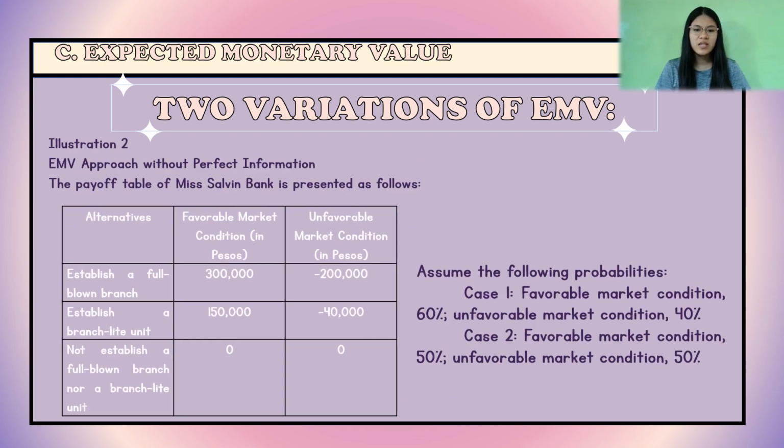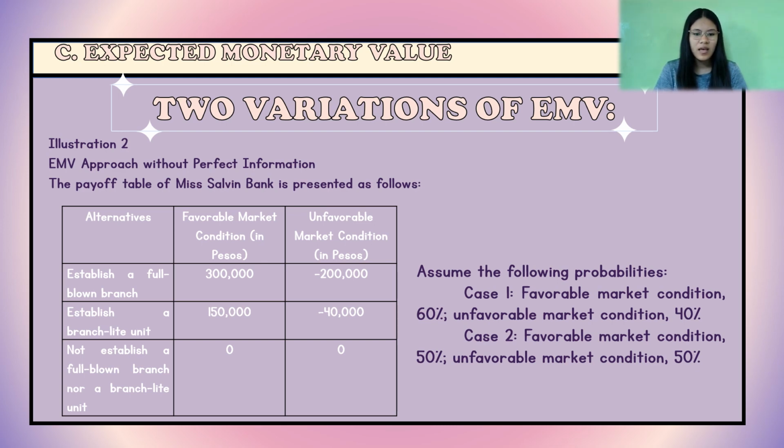So, may illustration tayo dito. Expected monetary value approach without perfect information. The payoff table of Miss Salvin Bank is presented as follows. So, may table dito. Alternatives: favorable market condition in peso, unfavorable market condition in peso. Establish a full-blown branch: favorable market condition is 300,000 and unfavorable is negative 200,000.